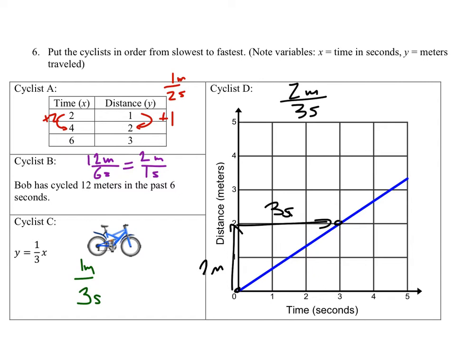So it says to list them in order from slowest to fastest. And right here we can see that cyclist C is the slowest. And then the next slowest would be cyclist A. And then the next slowest, cyclist D. And finally the fastest, cyclist B.